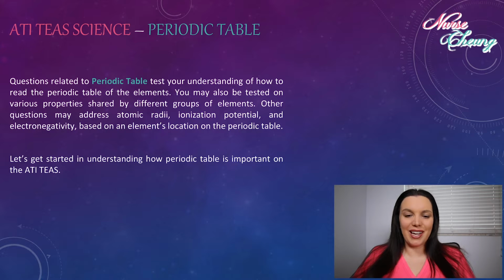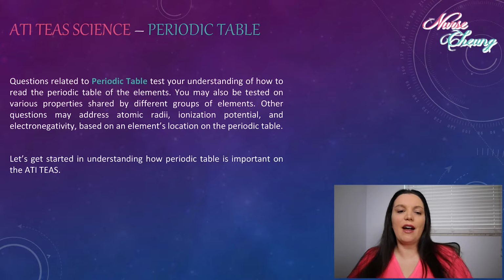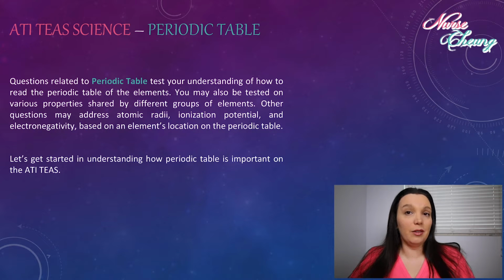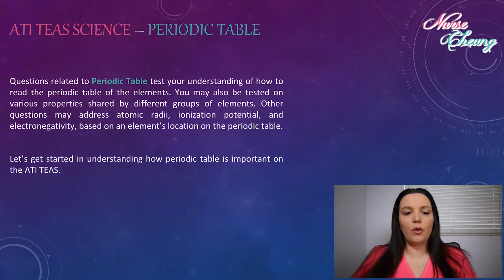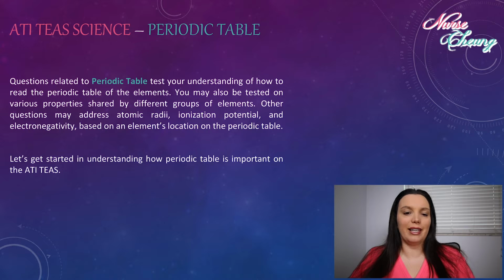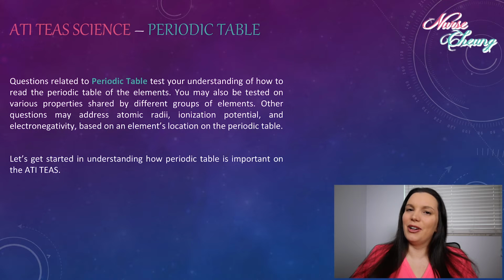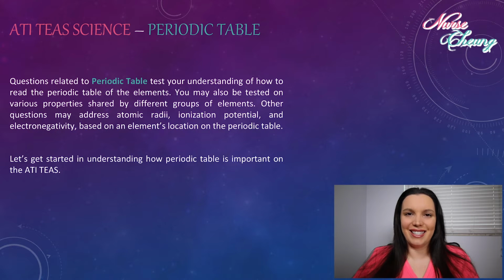Questions related to the periodic table will test your understanding of how to read the periodic table of elements. You may also be questioned on various properties shared by different groups of elements. Other questions may address atomic radii, ionization potential, and electronegativity based on the element's location on the periodic table. Let's get started on understanding how the periodic table is important on the ATI TEAS.